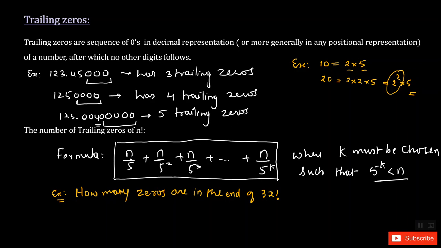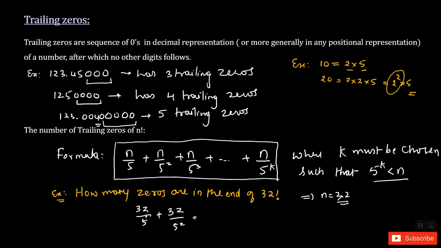So we have to make use of this rule. Our value of n here is going to be 32, right? So substitute the value of n here, then how does it become? It becomes 32 divided by 5 plus 32 divided by 5 square plus 32 divided by 5 cube. I can't go to that term because 5 cube is 125, and 125 is greater than 32. So I just stop here.